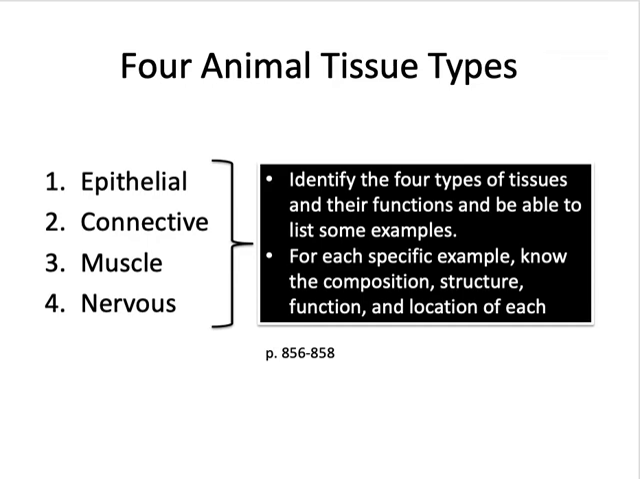Next, we're going to cover the 4 different types of animal tissues. And in general, with each different type of tissue, you should be able to list a general function and then what the specific examples are of those tissue types and what those functions are as well. And where they are located, where in the human body. So we're going to start with epithelial tissue.